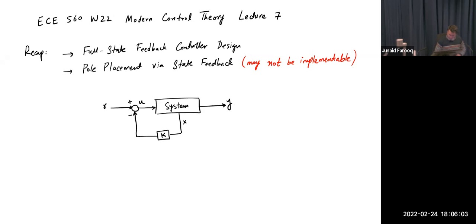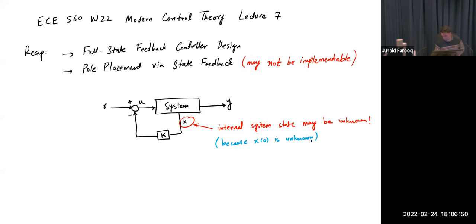The problem is that this X, the internal system state, may be unknown. The question is why it is unknown. The simple answer is because you do not know the initial state. Because X of 0 is unknown, you do not know where the system started, and that's the reason why you will not be able to find X of t at any particular time t. If you do not have that state information, you cannot use this state feedback controller.